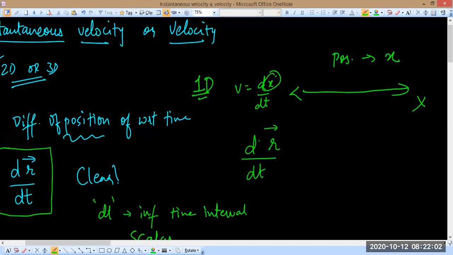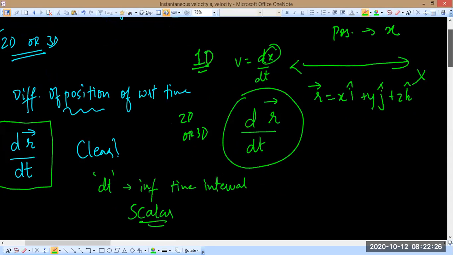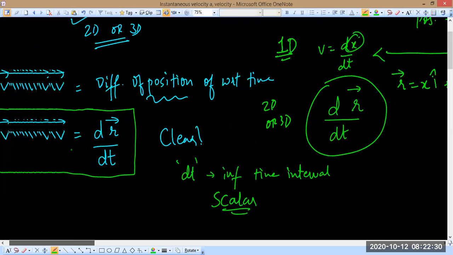x. Now here we are talking about 2D or 3D. So r vector itself is going to be x i caret, y j caret, z k caret. I hope you get it, right? So now dr is not dx. Dr vector is much more than dx. Okay, right? It's all in vector form.